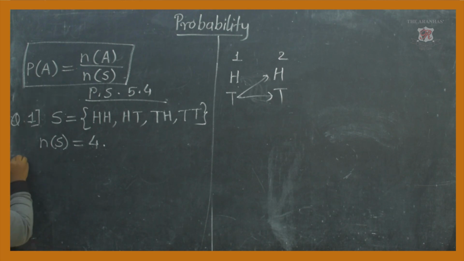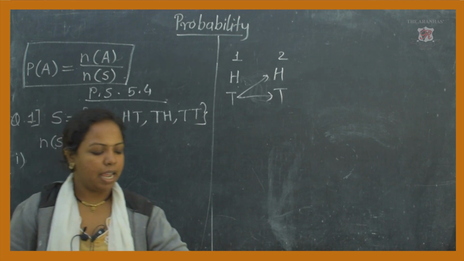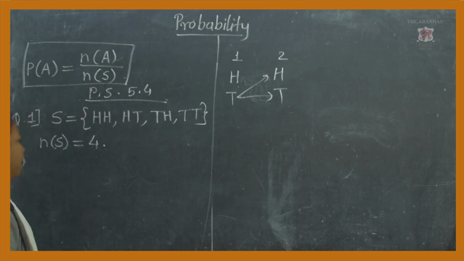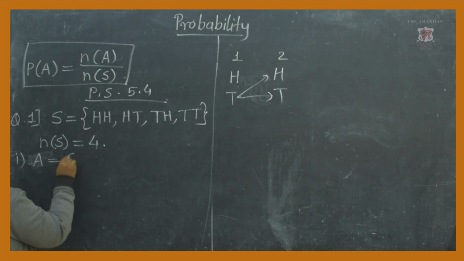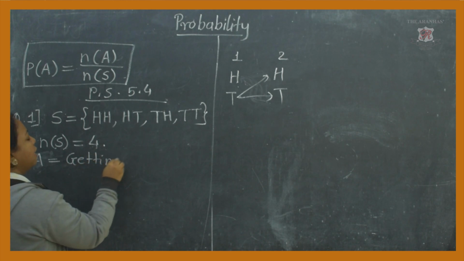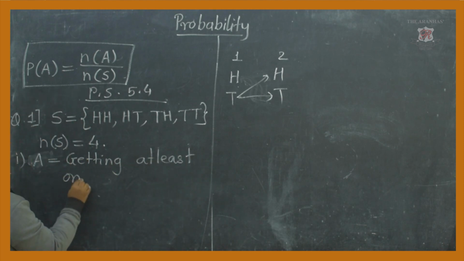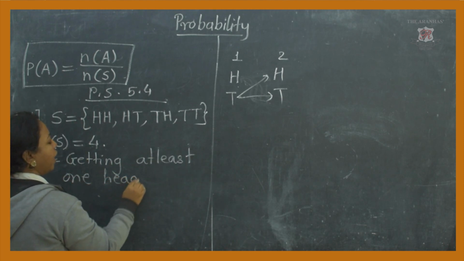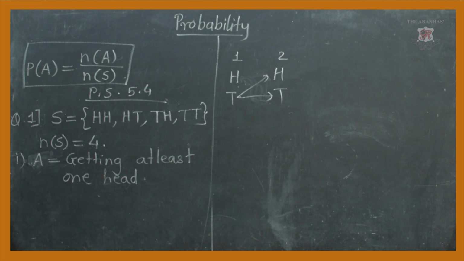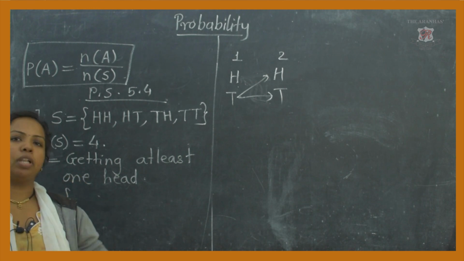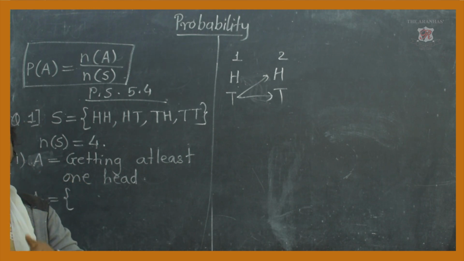Now what is the first question? In question number 1, the first event given is getting at least 1 head. So we will put event A as getting at least 1 head. That event is given and we have to calculate the probability for this event. At least 1 head, that means you can take more than 1 also. But at least 1 head should be there.